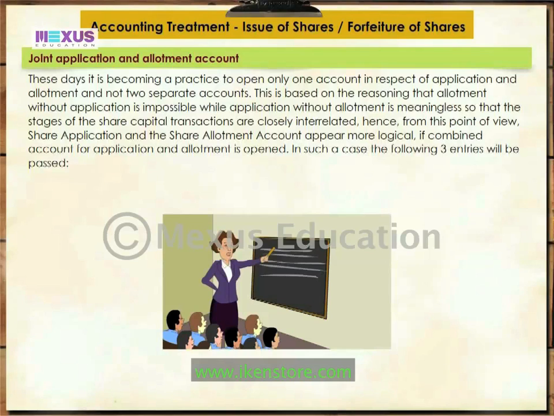Hence, from this point of view, share application and share allotment account appear more logical if a combined account for application and allotment is opened. In such a case, the following 3 entries will be passed.